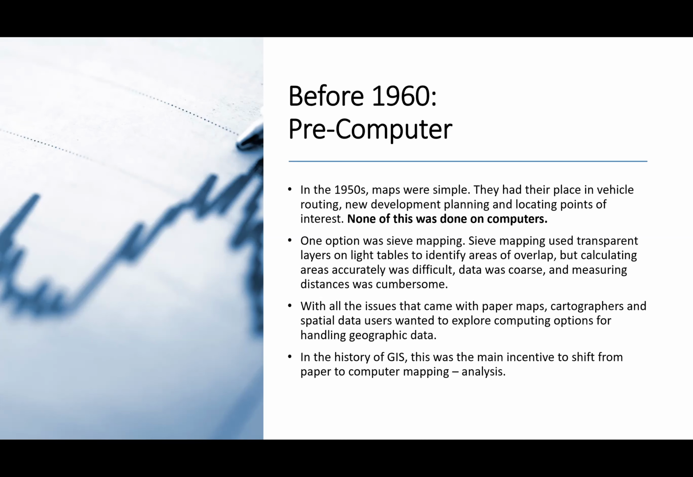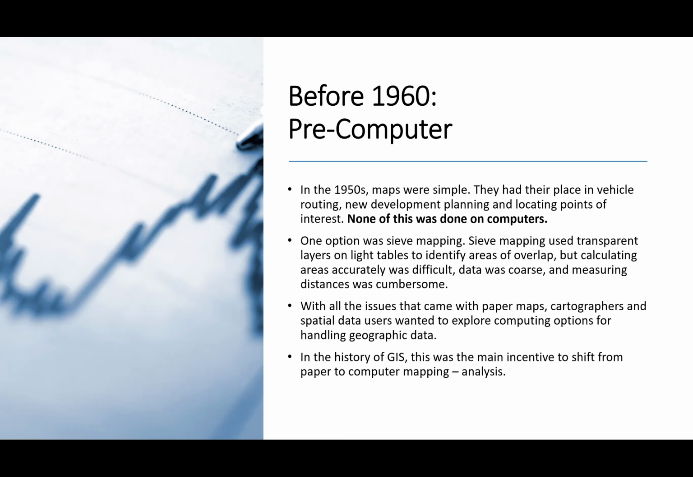But calculating areas accurately was difficult because, again, you're just looking at a representation of information, right? It's not layered onto, let's say, a coordinate plane or some sort of grid format. Even though we knew latitude and longitude, it's different. But calculating areas was difficult. The data was coarse. There was just lots of information, and it wasn't finely tuned in terms of spatial. You didn't know where a line of delineation between a phenomenon would stop and begin. Measuring distances was also cumbersome, even though we know about scaling and how to do that.